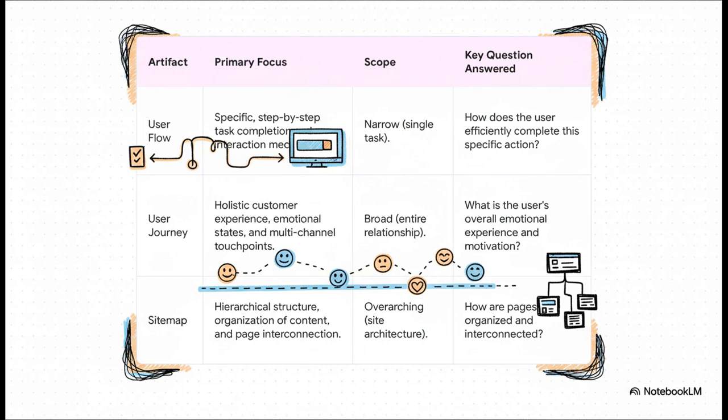So look at that first row. A user flow is super focused, right? It's narrow, it's all about one task, and it answers the question, how technically does the user do this thing? But then you've got the user journey, which is way broader. It's about the entire relationship, their feelings, their motivations. And then finally, the sitemap, well, that's just the pure architecture. It's the skeleton showing how all the pages are connected.